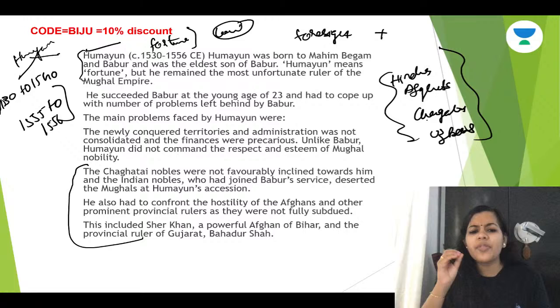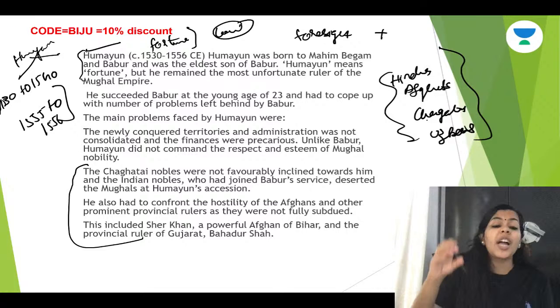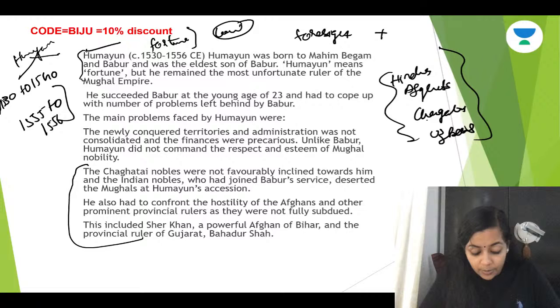Sher Shah was a very powerful ruler, the Afghan ruler of Bihar, and Bahadur Shah was the provincial ruler of Gujarat. Both Sher Shah and Bahadur Shah did not like him, and they had enmity with Humayun. We will be seeing the reign of Sher Shah later. Fine.